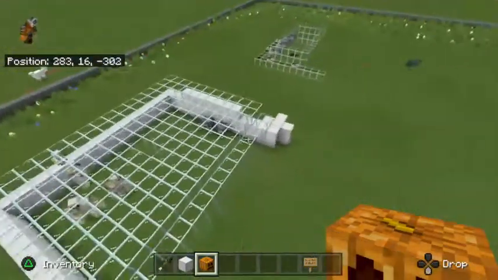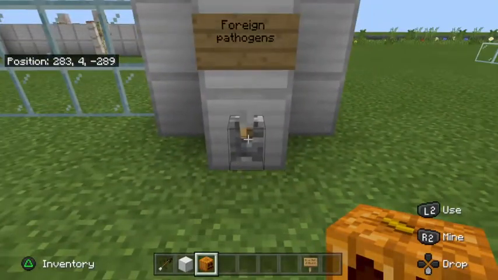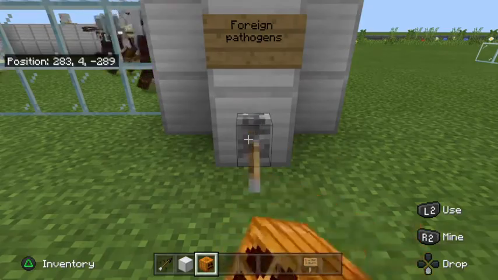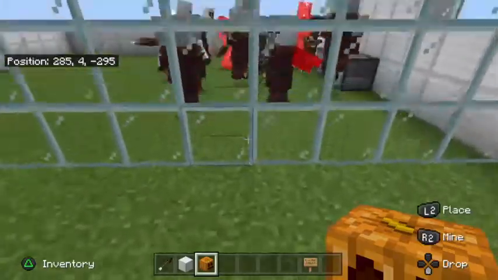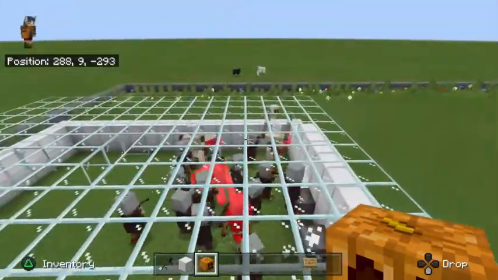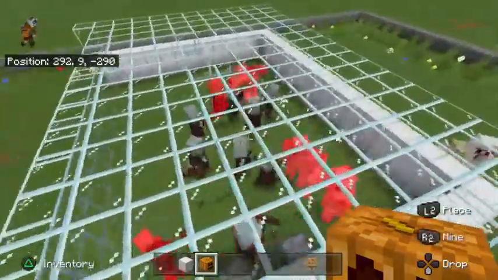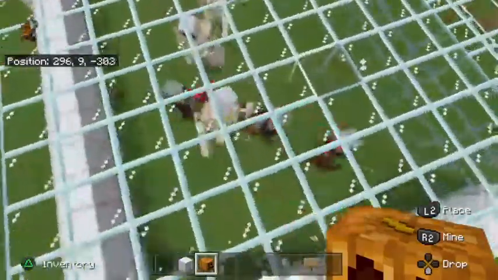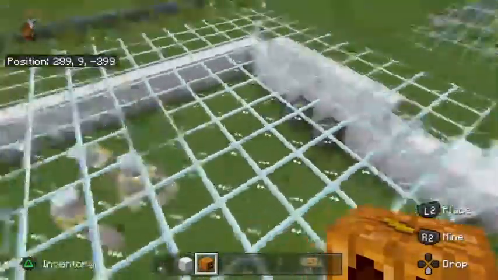So let's see the immunoglobulins in action. Let's insert some foreign pathogens, which are going to be the pillagers. So our immunoglobulins are fighting the foreign pathogens. They won't always do a good job, but most of the time, as you can see, they do succeed.